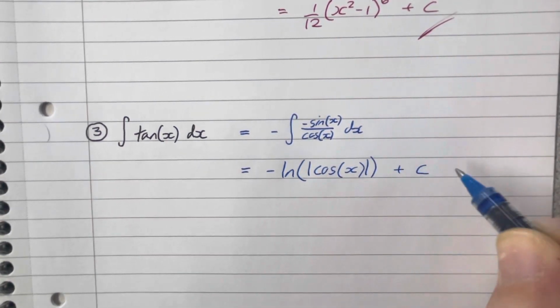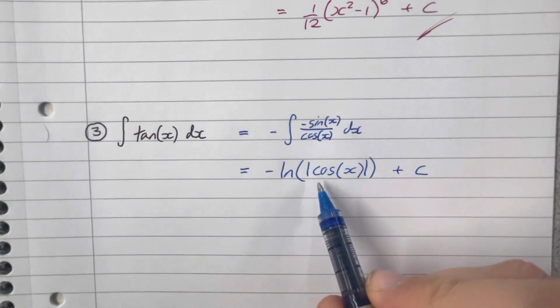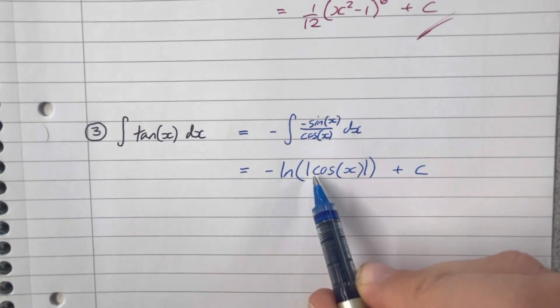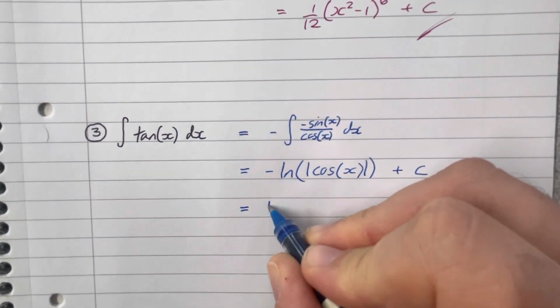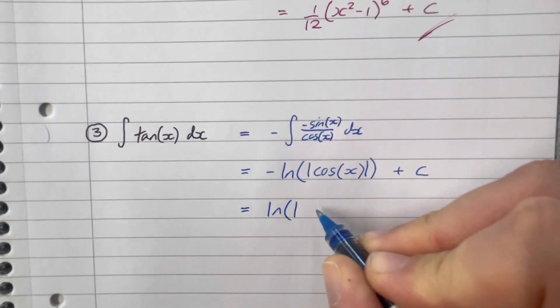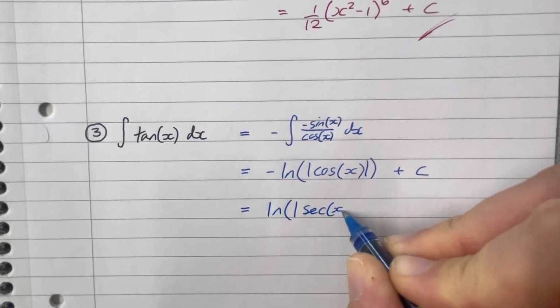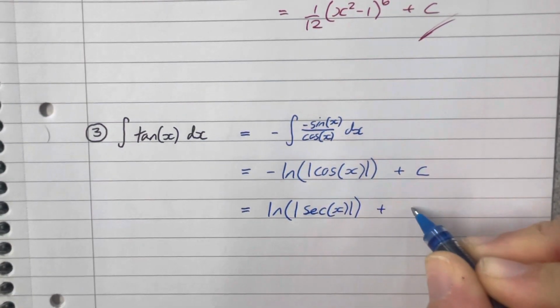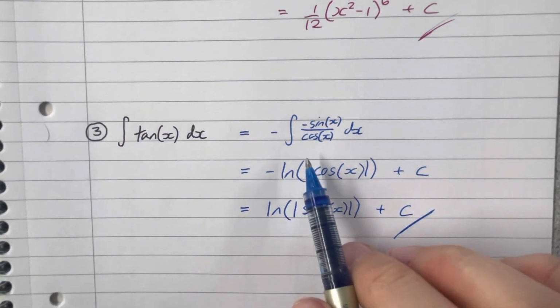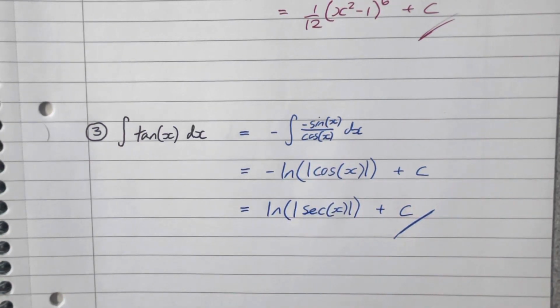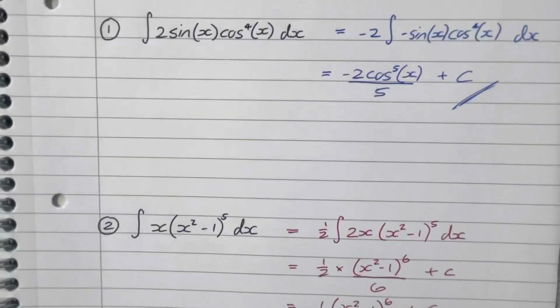plus c. And then there's one final step for this one. We know that with the minus the log, the minus can come in as a power. So that's actually the natural log of 1 over cos, which is sec of x plus c. And that's how this one is commonly written. So you don't have to physically go through the process of making the substitution u equals cos of x. You can just state the answer because it is of that standard form.